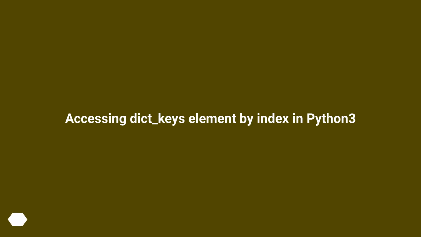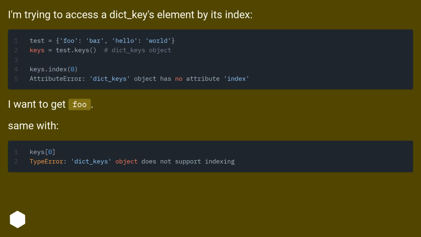Accessing dict_keys element by index in Python 3. I'm trying to access a dict_keys element by its index. I want to get foo. Same with. How can I do this?